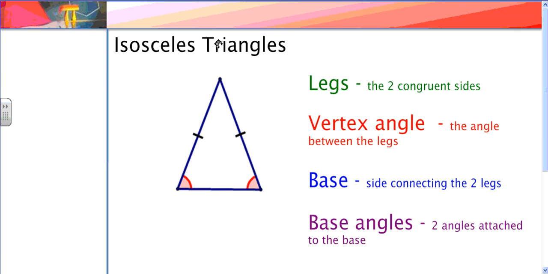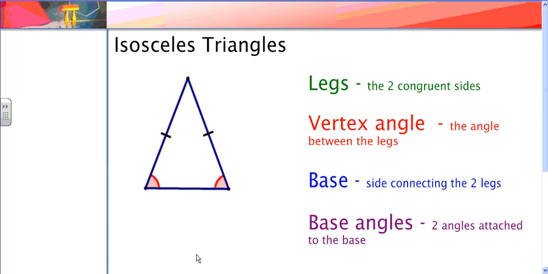So let's talk a little bit about isosceles triangles to make sure we're all using the same language and know what we're talking about when we use these words. The parts of an isosceles triangle that you need to know are the legs, the vertex angle, the base, and the base angles. So the legs are the two congruent sides.